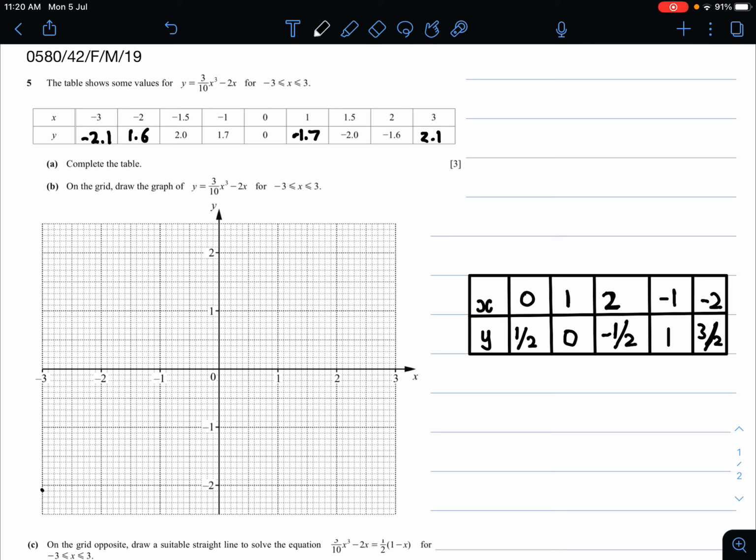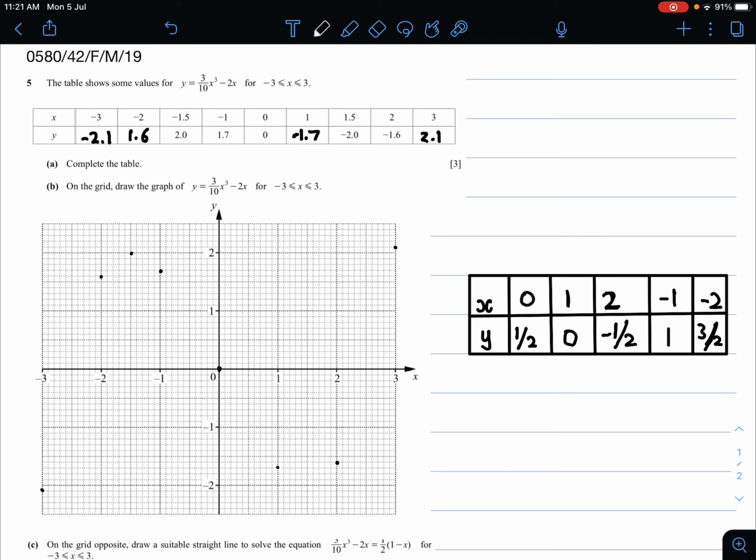For minus 2 it's 1.6, positive 1.6, so right here. For minus 1.5 it is 2, so right here. For minus 1 it is 1.7, so right here. For 0 it is 0. For 1 it is minus 1.7, right here. For 2 it is minus 1.6, right here. And for 3 it is 2.1, so right here.